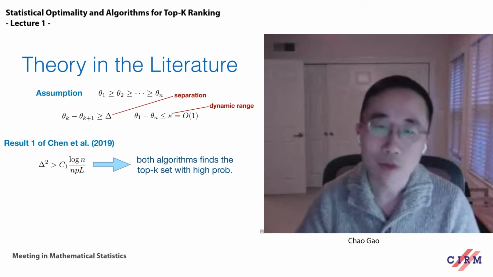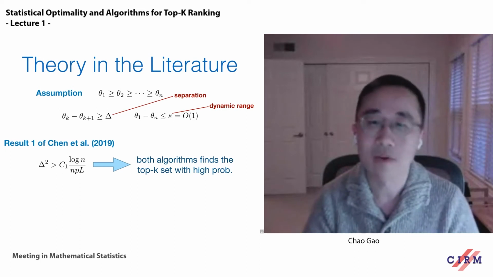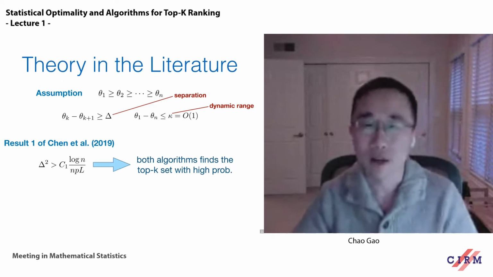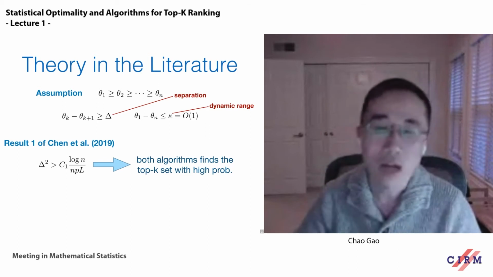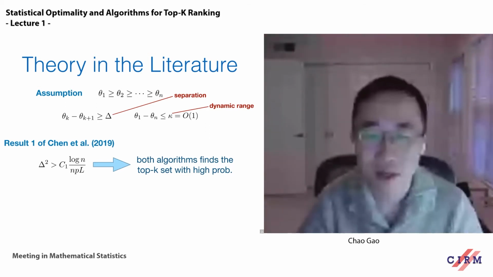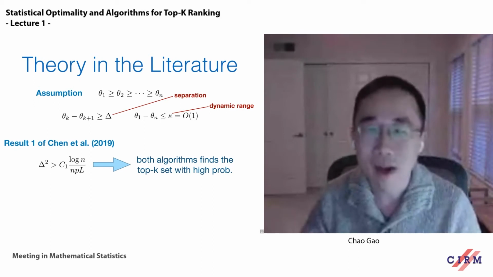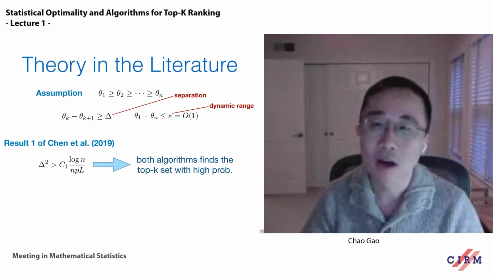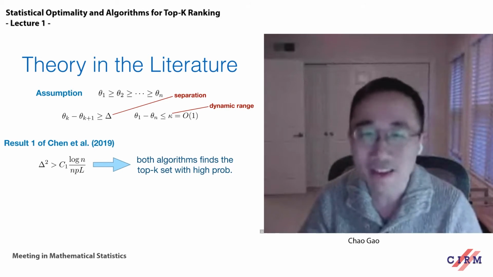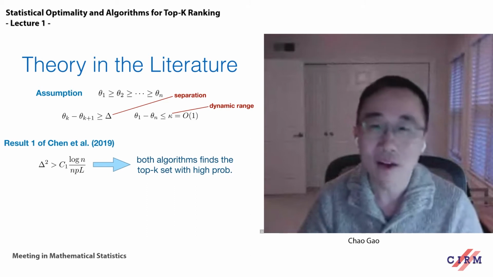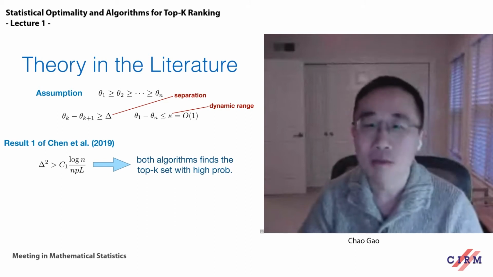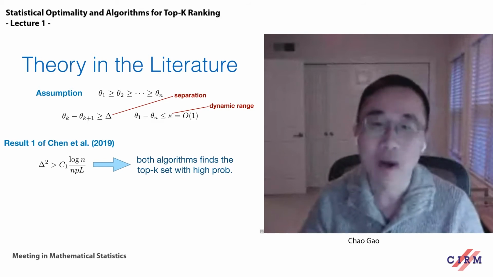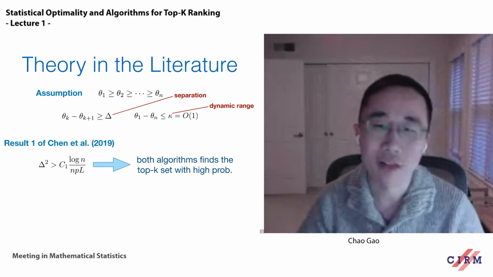Okay, so this ratio log n over MPL is not very hard to understand. The numerator log n is just a consequence of the union bound, and the denominator MPL can be understood as the effective sample size of each player, right? So remember L is the number of games played between each pair of players, and for each player, its expected degree in the random graph is MP. Okay, so MPL is the expected number of games played by each player. So that's why it's called the effective sample size.